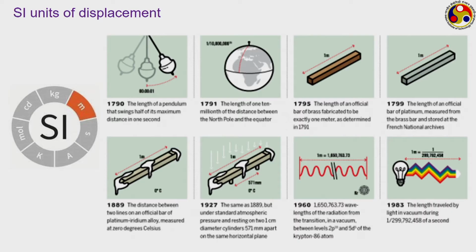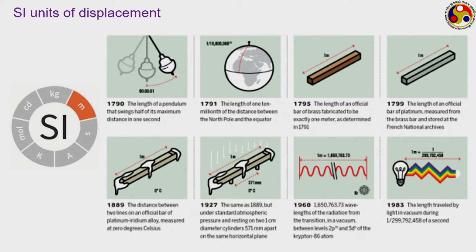Now, in 1889, about 90 years since the platinum bar was identified as a standard, 2 lines on an official bar of platinum iridium alloy, or I should say the distance between two fixed points on a platinum iridium alloy bar, was identified as 1 meter, and that was measured at 0 degree Celsius in order to avoid the thermal expansion of the bar. Platinum iridium is a very hard material which hardly suffers any kind of erosion over a long period of time, and therefore, it is able to maintain this length over a significant period of time.